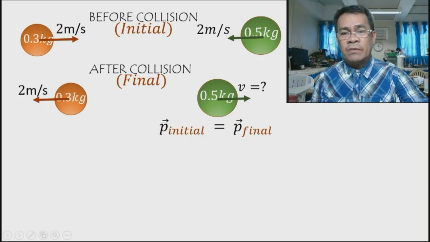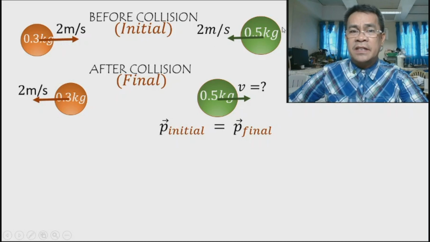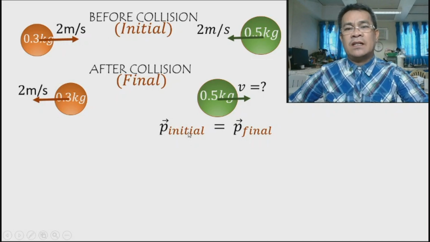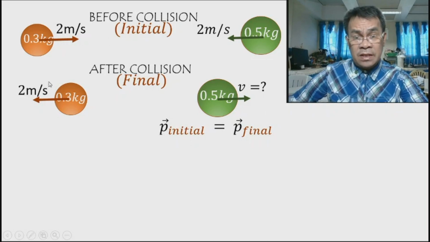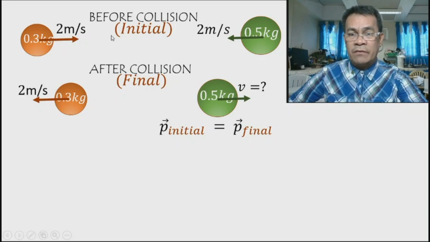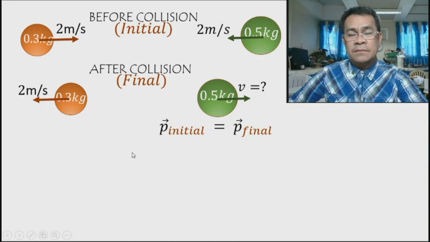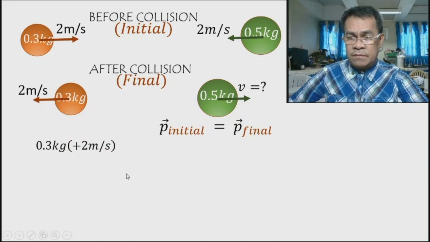So, the initial should be the momentum of this particle added algebraically with the momentum of the other particle. This will be our total initial. And the final should be the momentum of this particle added algebraically with the momentum of this particle. Then solve for the unknown. And we are very sure that the unknown is this one, B. So we can solve this because this is the problem.